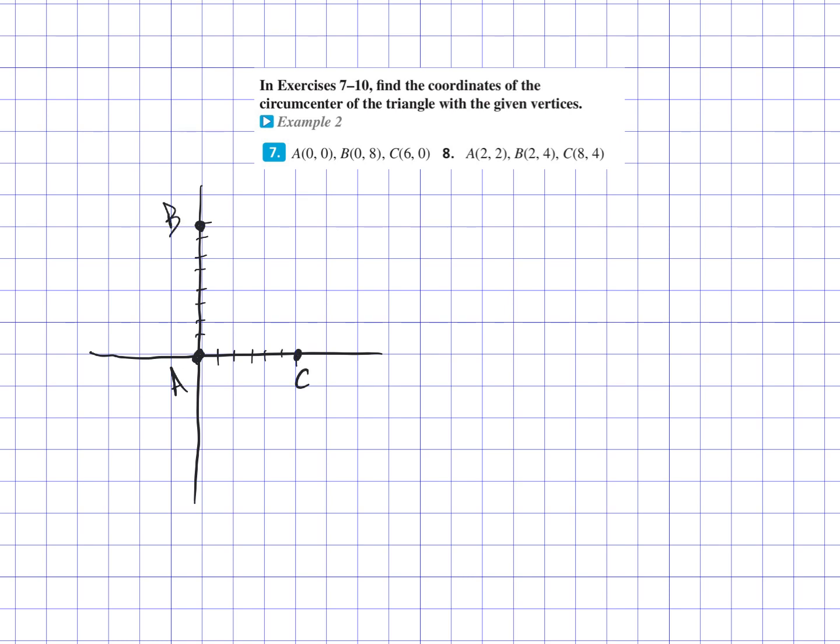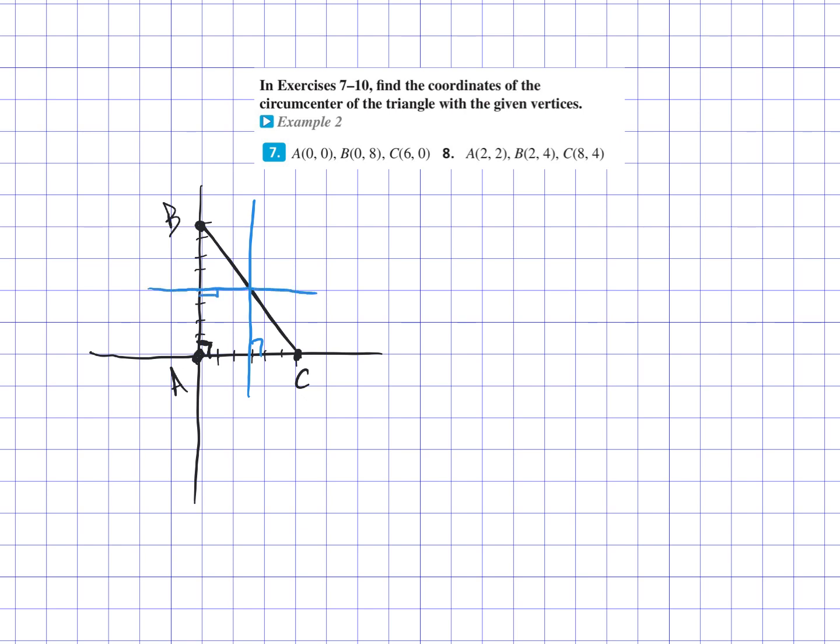So since it's a right triangle, circumcenters are going to be on the right triangles. So I know it's going to be on one of these sides. So this is a right triangle. Remember, circumcenters are perpendicular bisectors. So AC is 6 units long, so this is going to go through at 1, 2, 3. Let's do this in blue. It's going to go halfway up here. And AB is 8 units long, so it's going to go through at 0, 4.